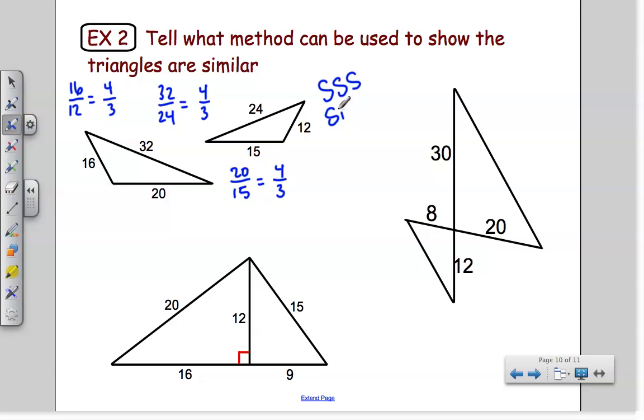So side, side, side similarity would work here. The sides are proportional, therefore the triangles are similar.